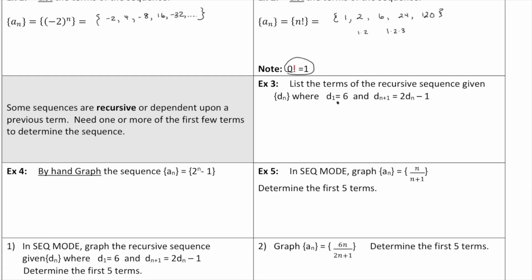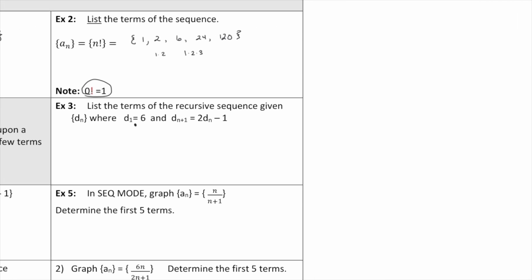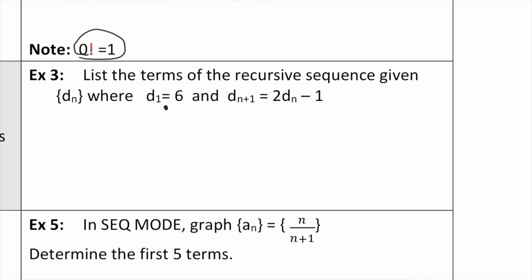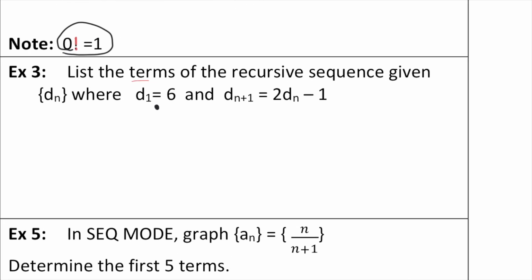Some sequences are called recursive, meaning they depend upon the previous term. If you have a recursive sequence, you need one or more of the first few terms to determine the sequence. For example 3, we're to list the terms again of our recursive sequence. Given d sub n is the name of this sequence, d1 is 6, and d of n plus 1 is written as 2 d sub n minus 1.